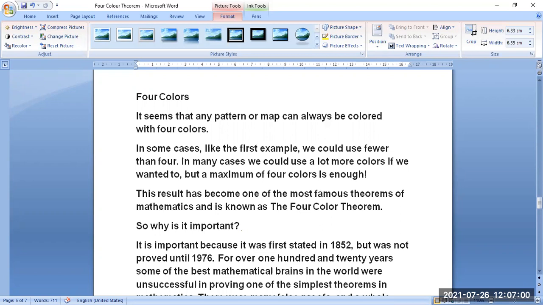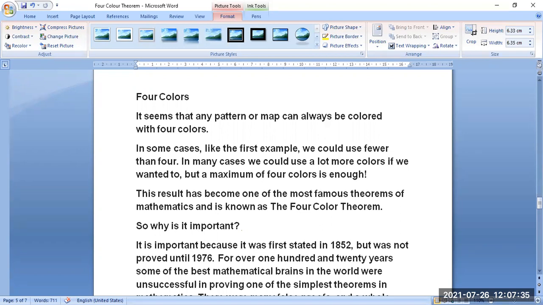In some cases, like the first example, we could use fewer than 4. It was just 2. In many cases, we could use a lot more colors if we wanted to, but a maximum of 4 colors is enough. So you can take more than 4 if you want, but by using 4 colors, you can color the total map, whatever the given map is. That's the beauty of our four color theorem.